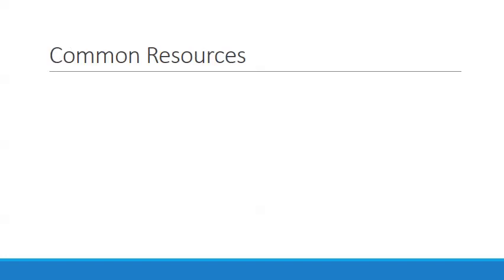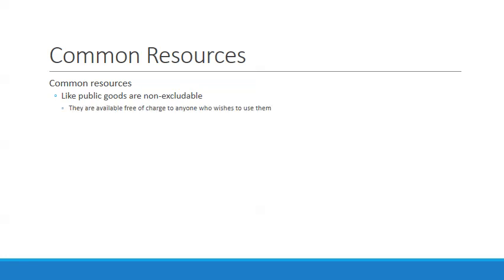Okay, so now let's turn our attention to common resources. Common resources are like public goods in the fact that they're non-excludable. They're available free of charge to anyone who wishes to use them. They are, however, rival goods. One person's use of the common resource reduces other people's use. So common resources are non-excludable. Anyone can use them who wishes to. However, when you use it, that's one less resource for someone else to use. So therefore, they are non-excludable, but they are rival.